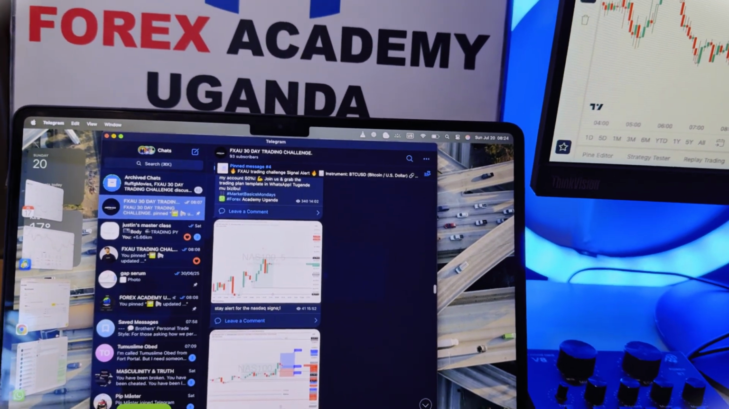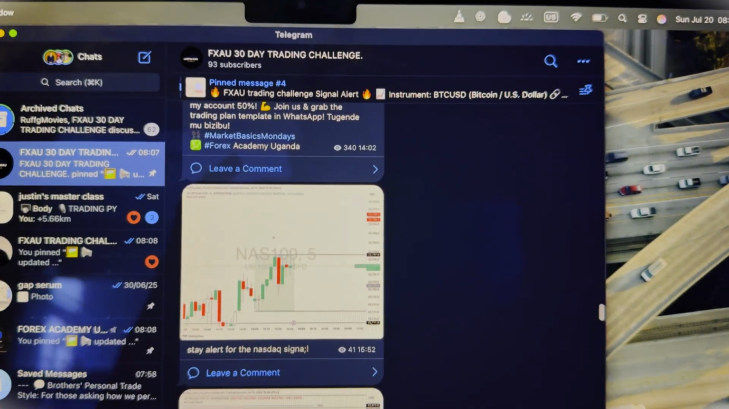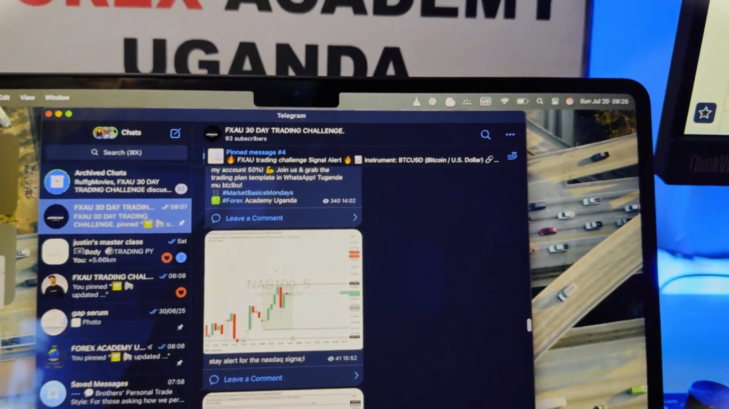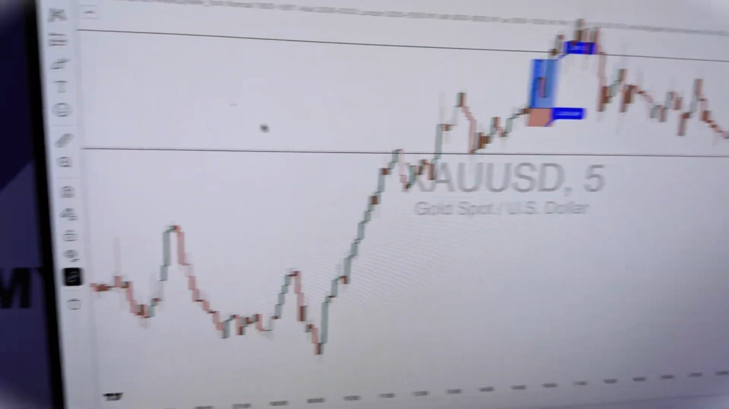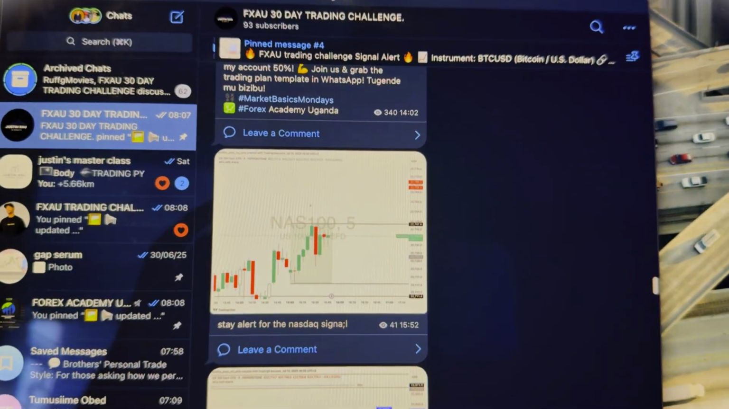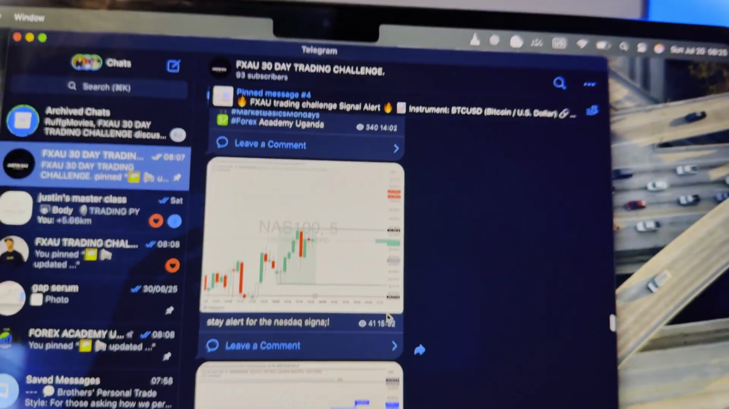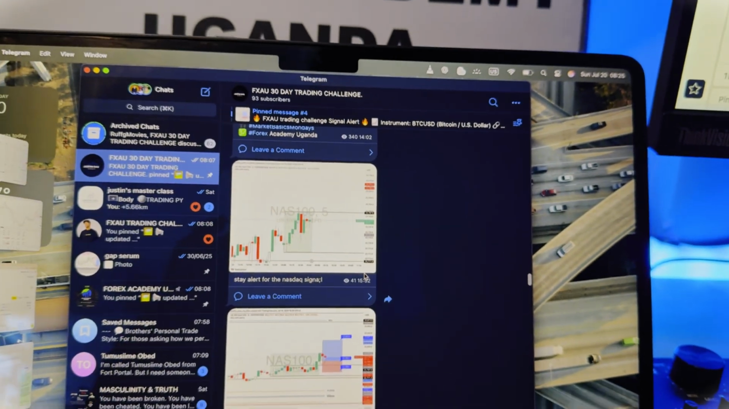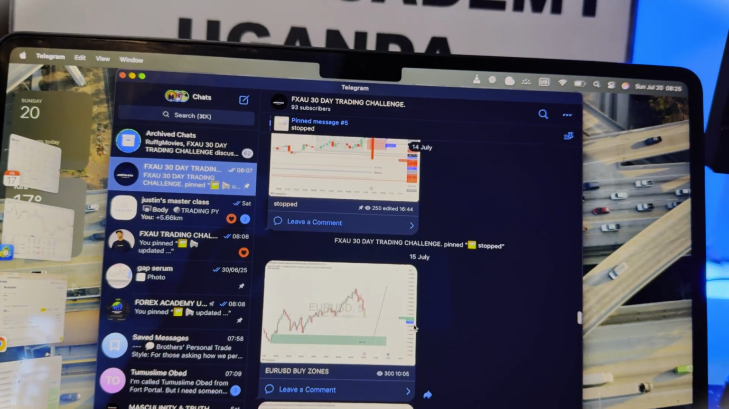Now before we start learning how to take the signals in the trading challenge, I want to first give you the past week's trade signal performance. We're in the 3rd week of July. So this was a Monday. We only had one signal, and this signal was from Nasdaq. As you can see, guys, it hit our SL. That's the only trade we had on Monday.